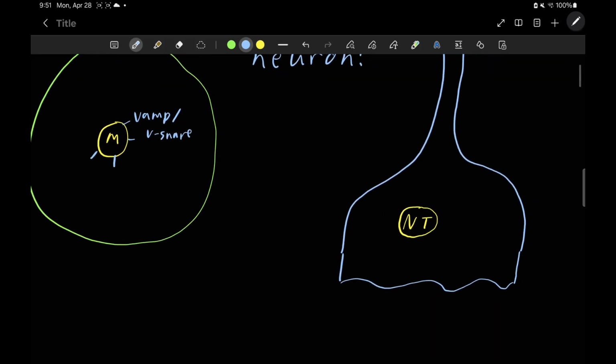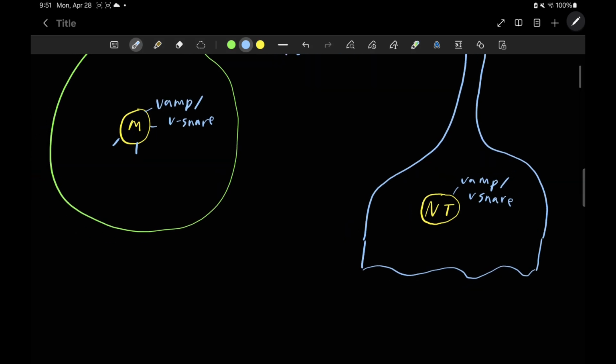These proteins, for now, may have some slight differences, but think of them as being pretty much the same. Same here, you have vamp / V snare. And then on the cell membrane, you have different types of proteins. And these proteins are called snap proteins or T snares.